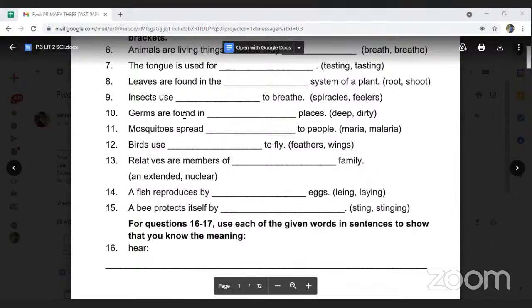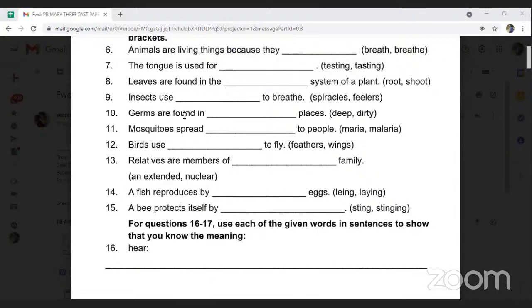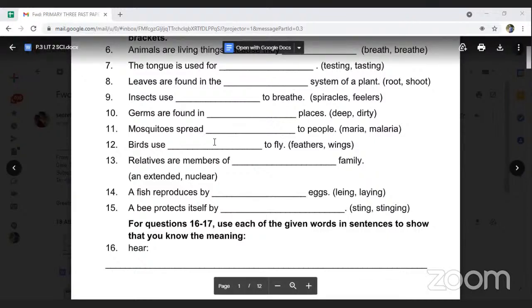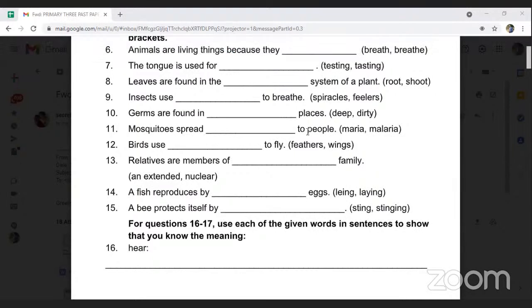Yes, teacher. Can you read first number 11? Sorry, teacher. Mosquitoes spread malaria to people.